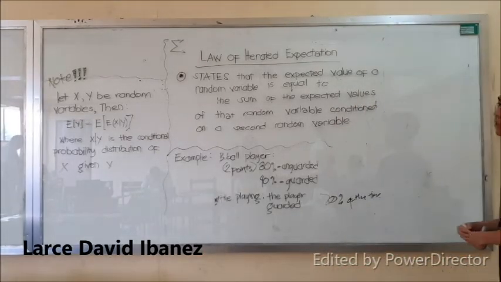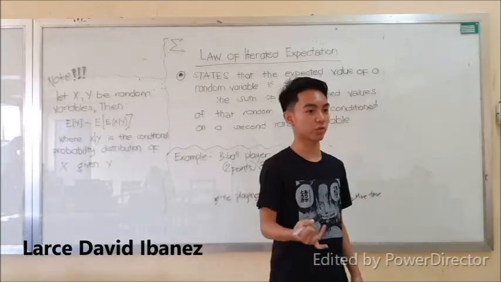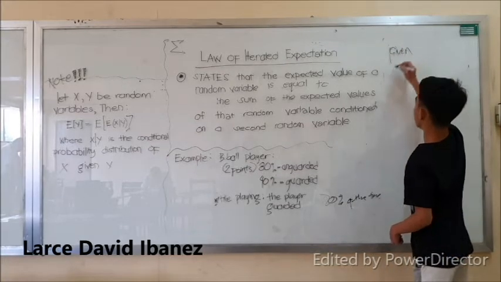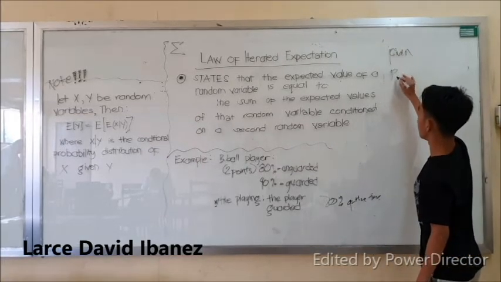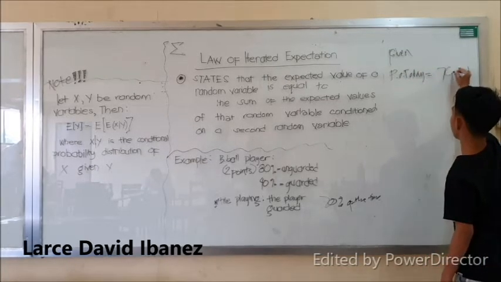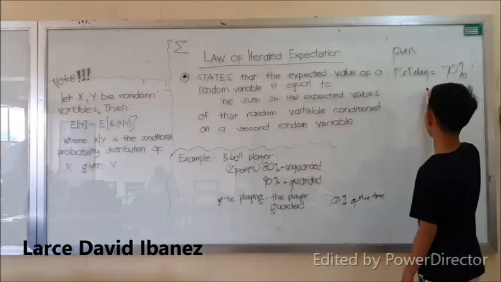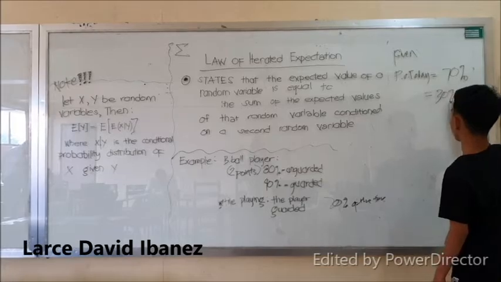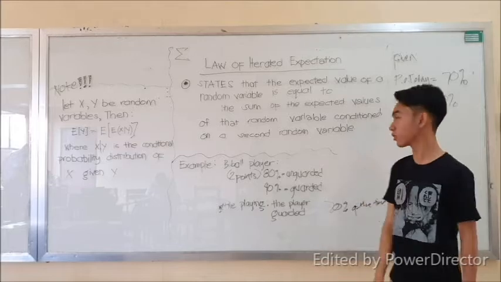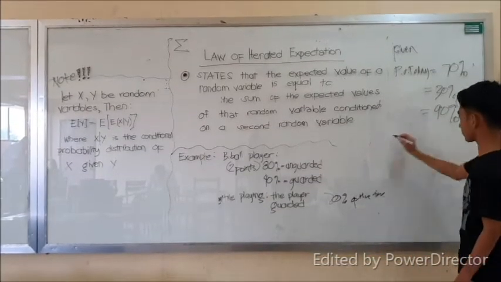For instance, the probability of rain tomorrow, given that it will rain today or it will not rain today. To have it in numbers, the probability of rain today is 70%. Now, if it rains today, the probability of rain tomorrow will be 30%. However, if it does not rain today, the probability of rain tomorrow will be 90%.